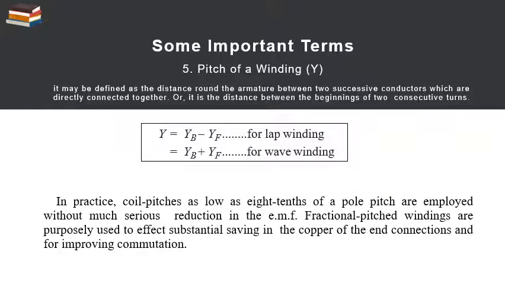In practice, coil pitches as low as 1/18 of a pole pitch are employed without much serious reduction in the EMF. Fractional pitch windings are purposely used to effect substantial saving in the copper of the end connection and for improving commutation.